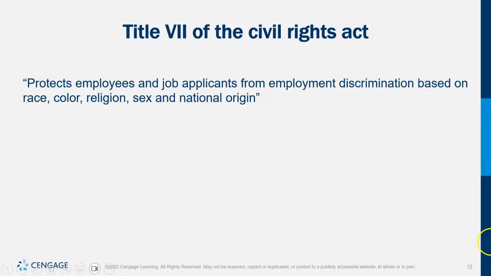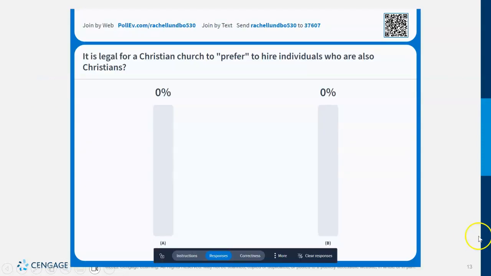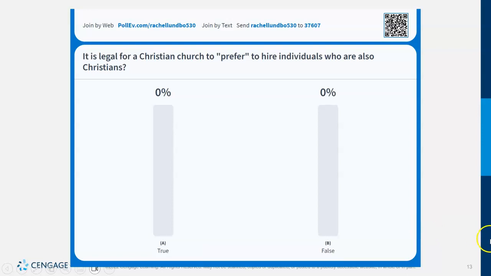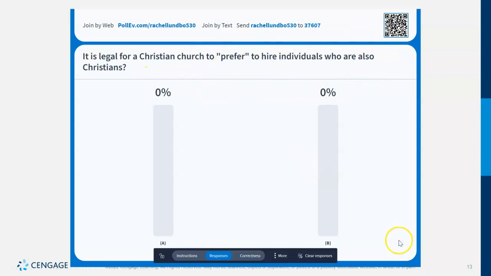We're next going to look at Title VII of the Civil Rights Act, which protects employees and job applicants from employment discrimination based on race, color, religion, sex, and national origin. So let's look at a few examples. True or false? It is legal for a Christian church to prefer to hire individuals who are also Christian. You might be surprised, but that is true, and that is because, for example, if you're looking to hire a clergy member, it is necessary for them to be of that faith. So in that situation, that requirement is justified.